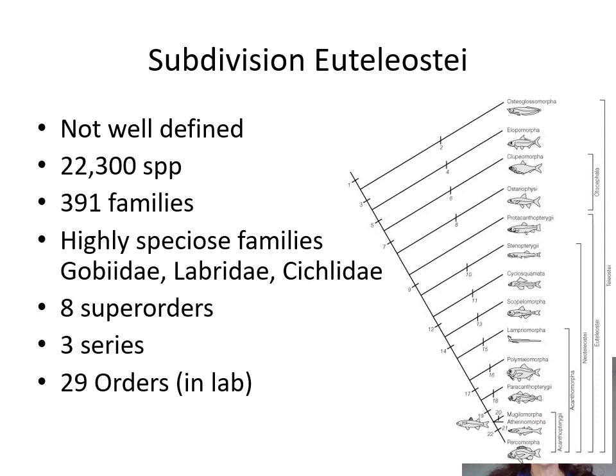Euteleostei are really not very well defined. They are all of these groups here, lots of fishes, over 22,000 species, 391 families. This includes some really speciose families like the Gobiidae, the gobies, the Labridae, and the Cichlidae, the cichlids, so many cichlids. They keep discovering new ones. 8 superorders, 3 series, 29 orders that you have to learn in lab. In fact, there are so many of these, they're going to get their own lecture. We'll put them in for the next one, and we'll wrap this one up here.